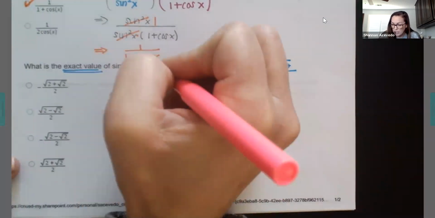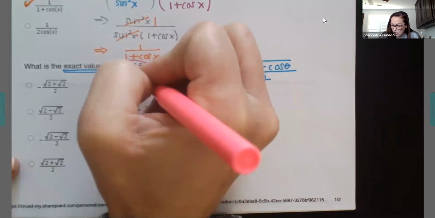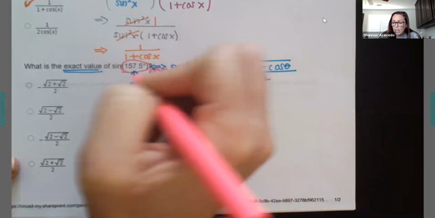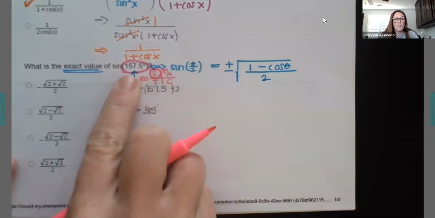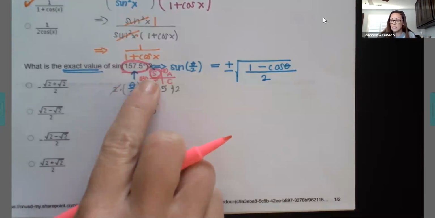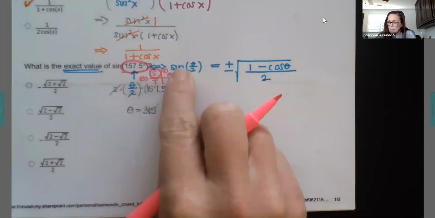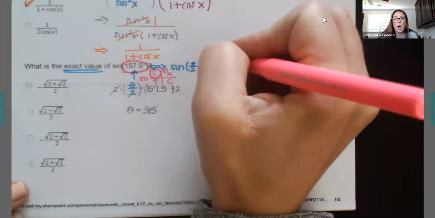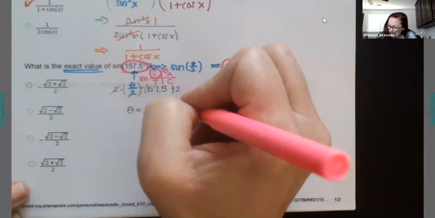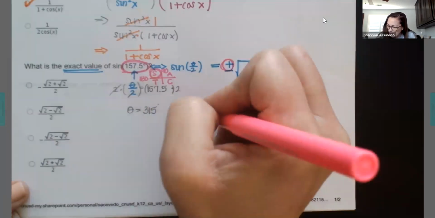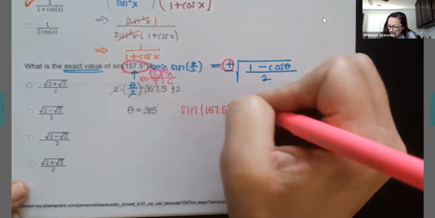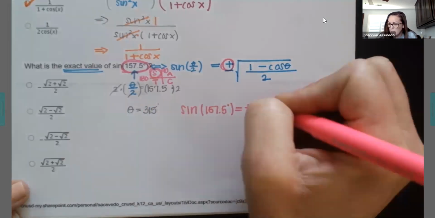This is 90 degrees. This is my 180. So all students take calculus. I'm in quadrant 2 because the value that I'm looking for, sine of 157.5 degrees, is in quadrant 2. Sine is positive. If sine is positive, then we want this positive value. So I have sine of 157.5 degrees is equal to positive square root 1 minus cosine.